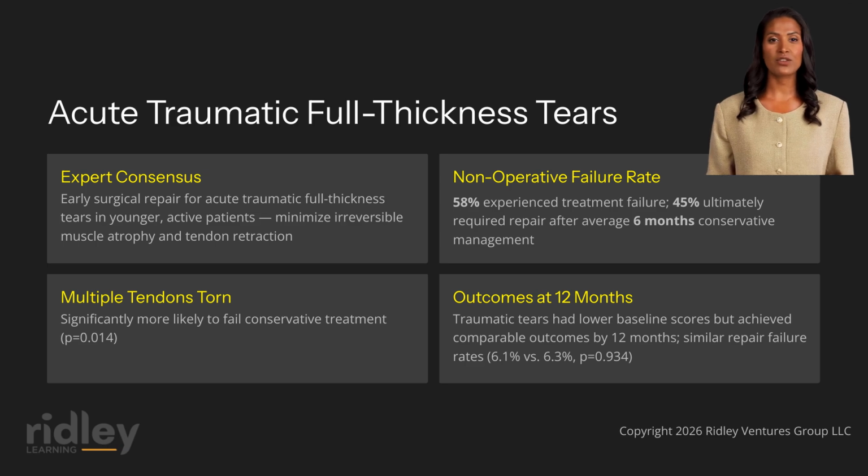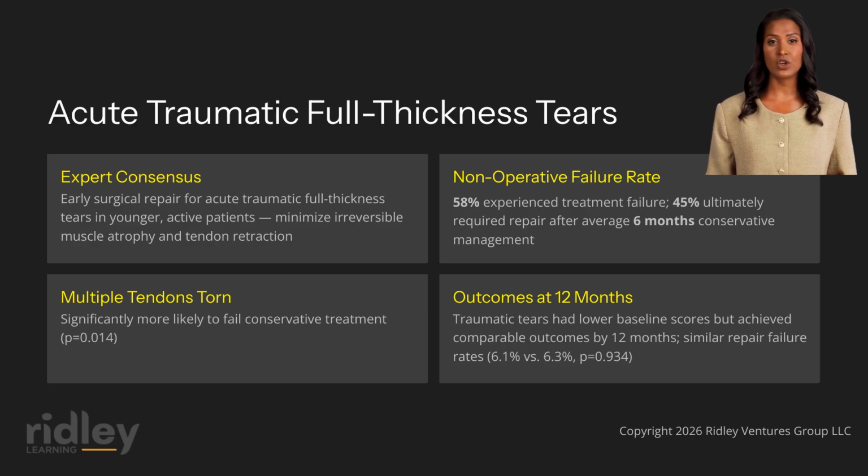For acute traumatic full-thickness tears, particularly in younger active patients or those with high functional demands, expert consensus favors early surgical repair to optimize outcomes and minimize the risk of irreversible muscle atrophy, tendon retraction, and impaired healing potential. A retrospective study of patients with traumatic full-thickness tears who initially underwent non-operative treatment found that 58% experienced treatment failure, with 45% ultimately requiring rotator cuff repair after an average of 6 months of conservative management, and failure was significantly more likely in patients with multiple tendons torn, a statistically significant finding unlikely to be due to chance.